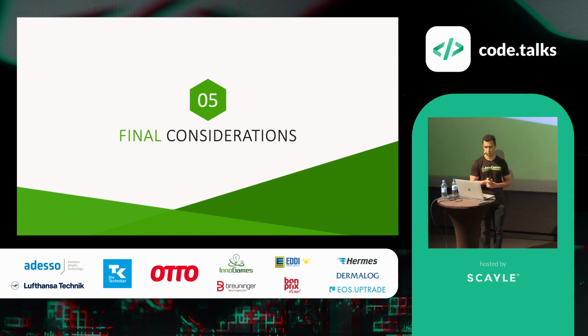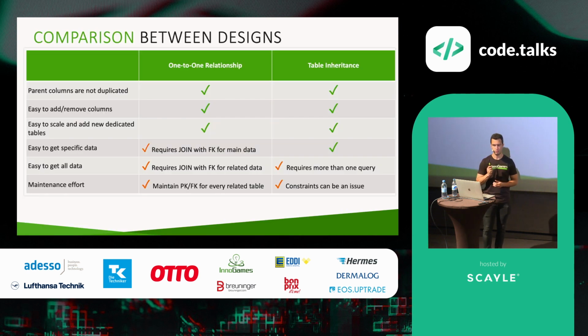That brings me to the final considerations. So I have brought some comparison between the one-to-one relationship and table inheritance, and they are still two very good solutions. It's easy to add and remove columns. Parent columns will not be duplicated. It's very easy to scale and add dedicated data. But if I want to get specific data, table inheritance gets my point here, because I don't need to join. I just go to the car table in that example, and it brings me everything, and everything is there.